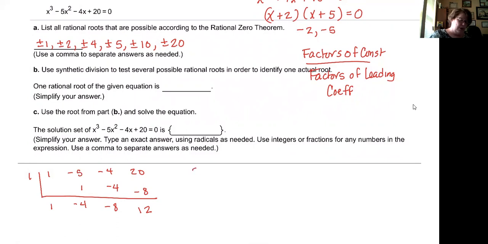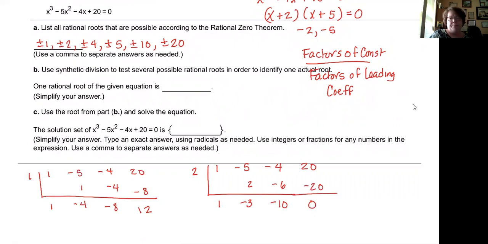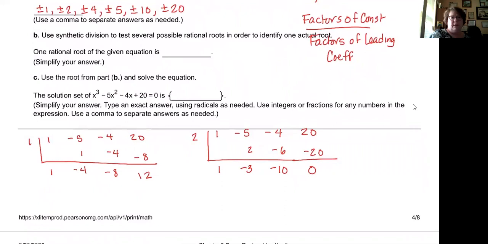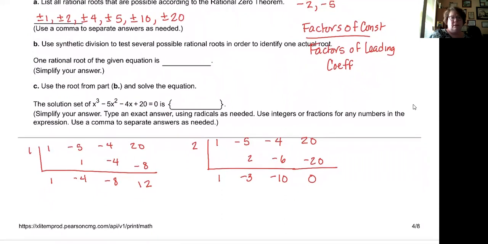So I'm going to try 2. Now I could try -1, but I got a sneaking suspicion it's 2. So I'm going to try 2. Okay, bring down the 1, 2, -3, -6, -10, -20, and that is going to work. Because my remainder is 0, then 2 is a 0.